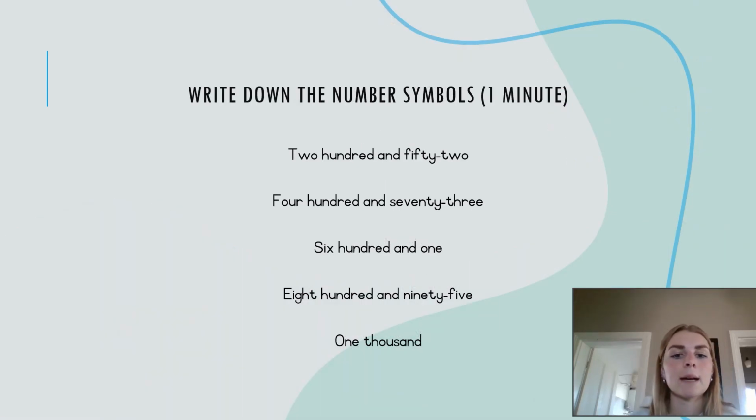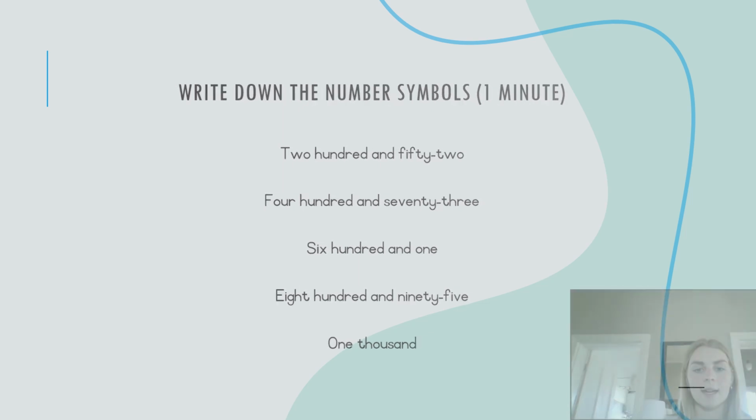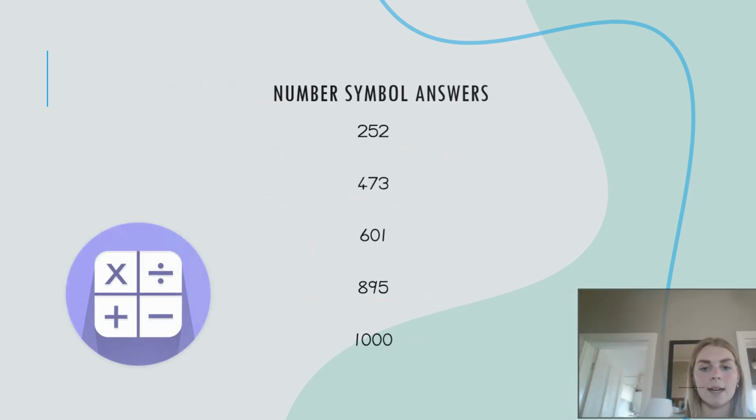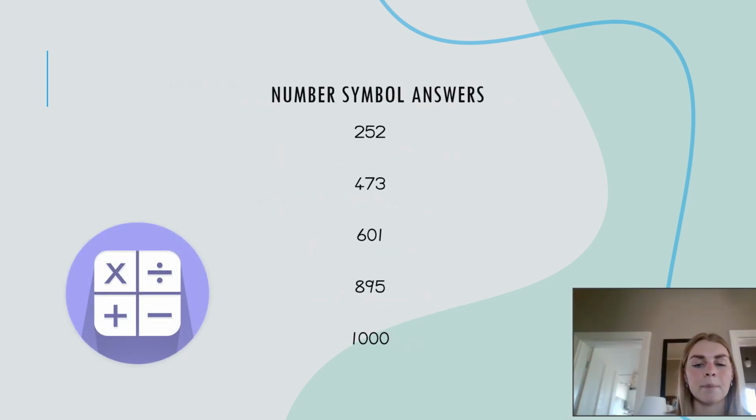Okay, and then they have to write down the number symbols for these. These are a little bit more difficult, so they're being given 30 extra seconds. So it's 252, 473, 601, 895, and then 1000. Okay, again, they are given the answers on the board so that they can see them clearly and see exactly where they've gone wrong, if they have gone wrong.